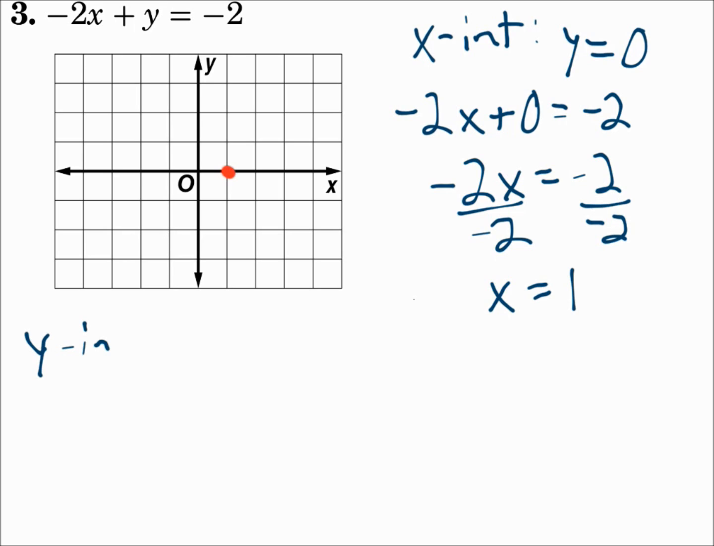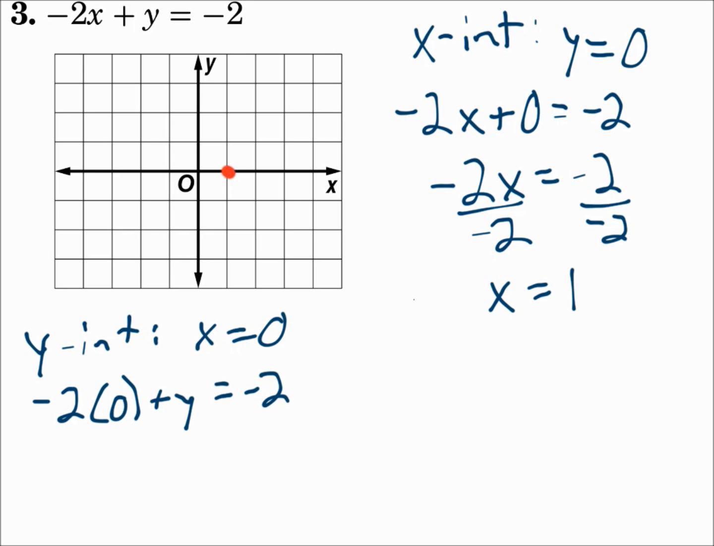For the y-intercept, make x equal 0. Negative 2 times 0 plus y equals negative 2. Negative 2 times 0 is 0. 0 plus y is just y. And that equals negative 2 for the y-intercept, and that's the point 0, negative 2. When x is 0, y is negative 2. Go ahead and connect those dots. Remember, for the x-intercept, make y equal 0 and solve. For the y-intercept, make x equal 0 and solve.